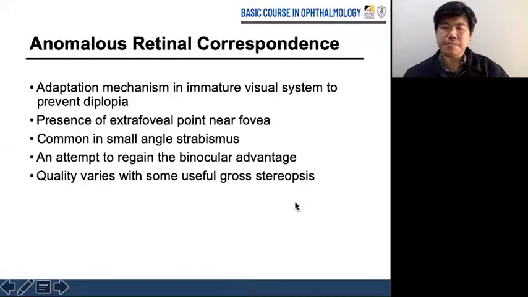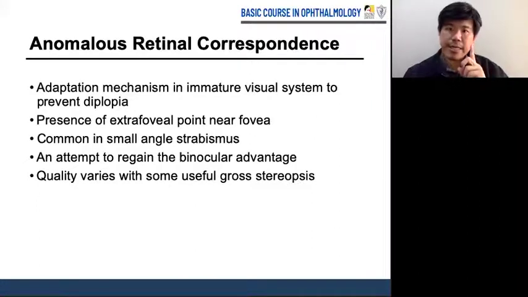Okay. So binocular single vision can be classified as normal when it is bifoveal, meaning both foveas are working well together, and there is no manifest deviation. Binocular single vision is anomalous when the images of the fixated object are projected from the fovea of one eye and an extrafoveal area on the other eye. This is common in small angle strabismus, to have an extrafoveal point near the fovea.